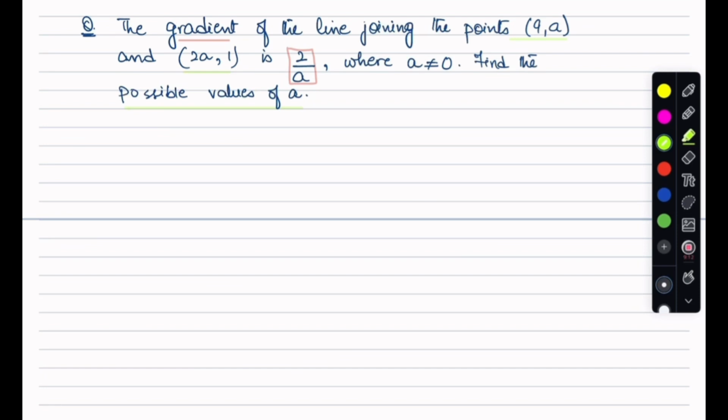Make sure, when you are reading the question, that they are asking for possible values of a, meaning a should have more than one value here.